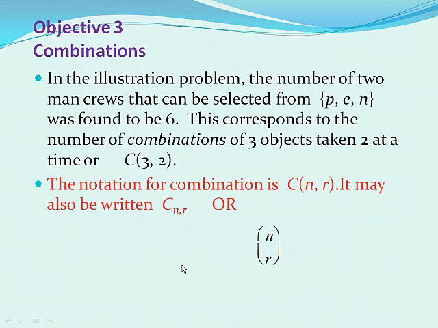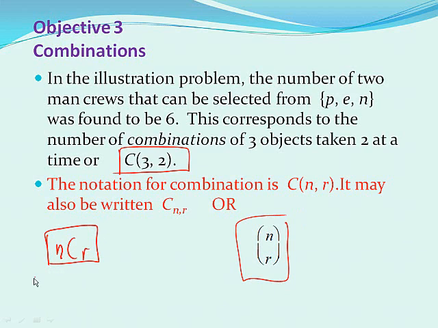Objective 3. Combinations. In the illustration problem, the number of 2-man crews that can be selected from the set P, E, N was found to be 6. This corresponds to the number of combinations of 3 objects taken 2 at a time, also written as C3, 2. C stands for combinations. P stands for permutations. This is another notation of the combination. And again, in the calculator, this will be written as nCr. This is the calculator symbol.